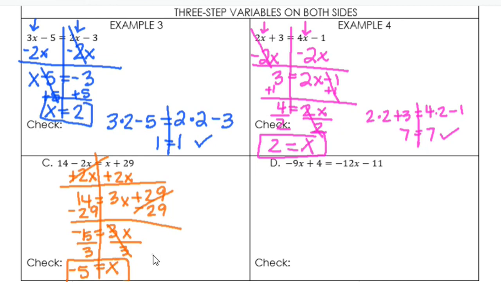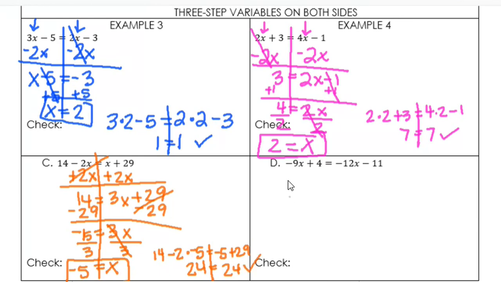All right, let's check it real fast. 14 minus 2 times negative 5. And on the right side, we'll have negative 5 plus 29. All right, so order of operations, or you can just use your calculator. Type 14 minus 2 times negative 5. That's 24. Use your calculator always, always, always. On the right, negative 5 plus 29 is also 24. So it checks out. We got it right.